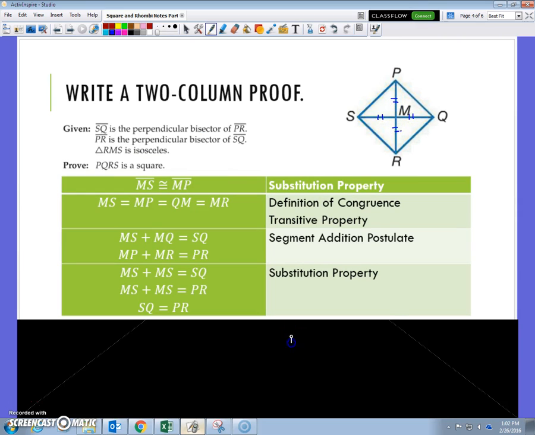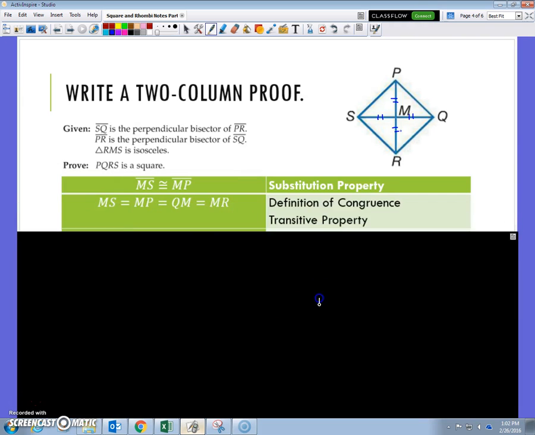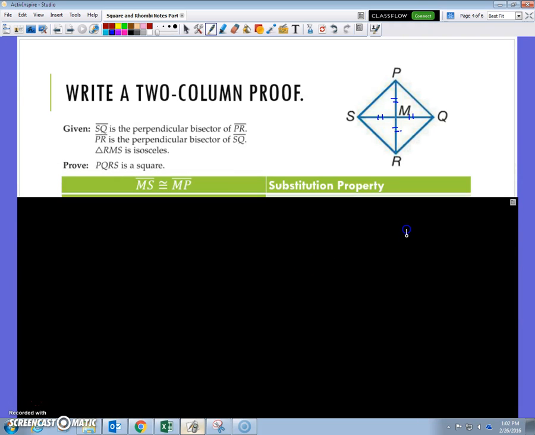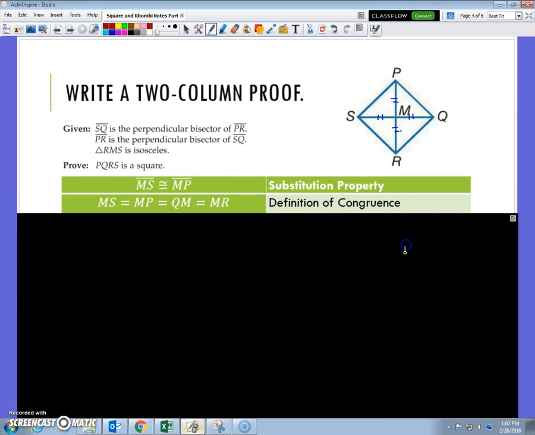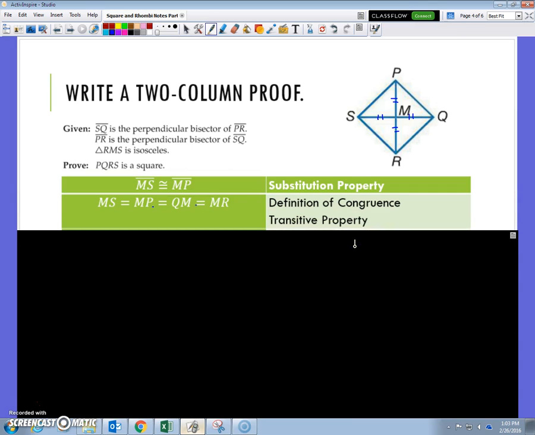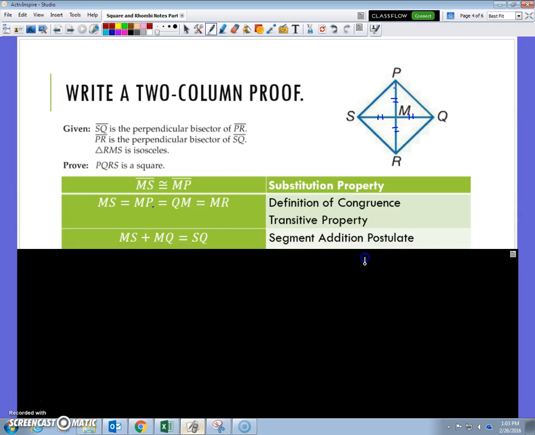Coming on to this next page here. Oop, no peeking. All right. So we know MS is congruent to MP. Now it says MS equals MP equals QM equals MR. I started that with the definition of congruence because, as you can see, I'm using equal signs instead of congruent signs now. But I also use the transitive property. So I have this big cluster of parts that are equal to one another, the MS, the MP, all coming out of this. The transitive property says that they are all equal.